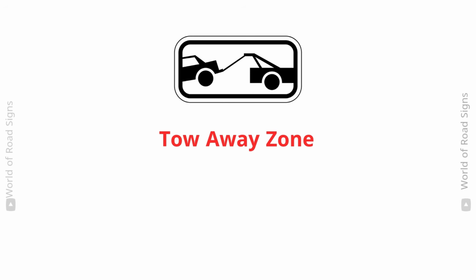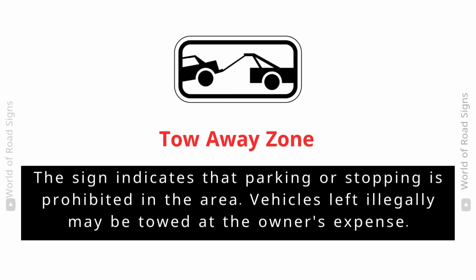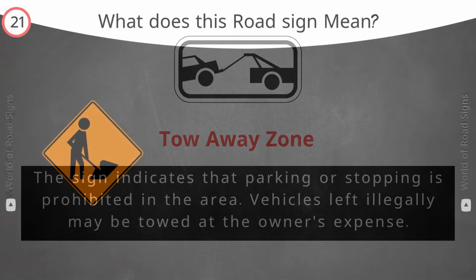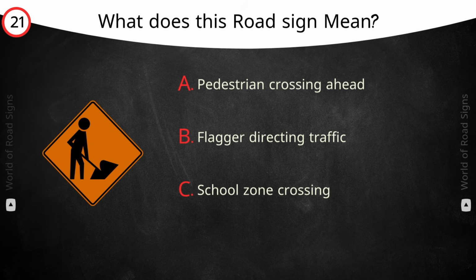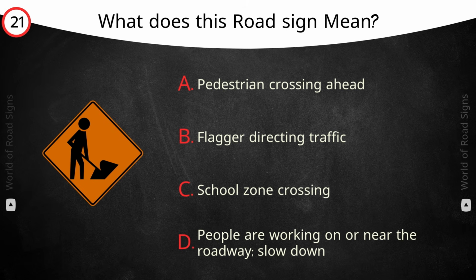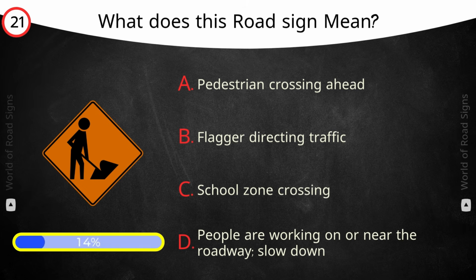Tow-away zone. The sign indicates that parking or stopping is prohibited in the area. Vehicles left illegally may be towed at the owner's expense. Question 21. What does this road sign mean? A. Pedestrian crossing ahead. B. Flagger directing traffic. C. School zone crossing. D. People are working on or near the roadway.